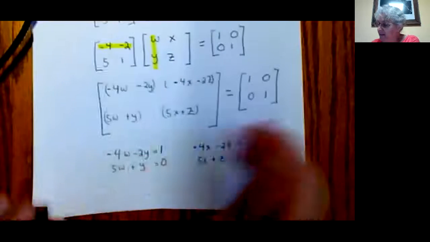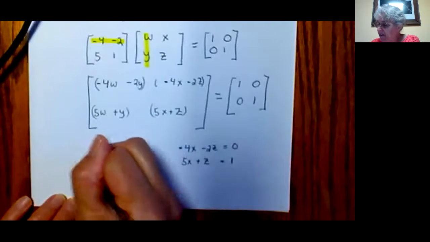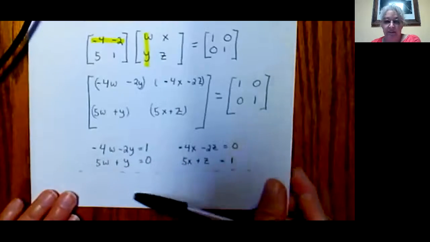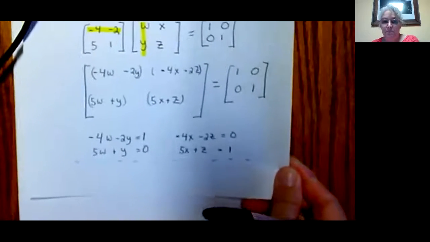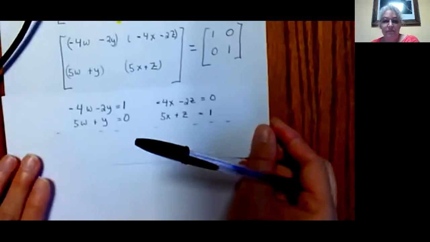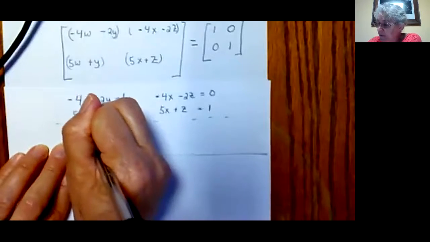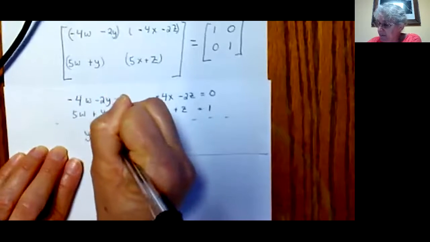We could say right here, with a dashed line, I'm going to have to switch pages, but I'm going to go ahead and move the page up. I'm running out of room. That Y equals minus 5W.